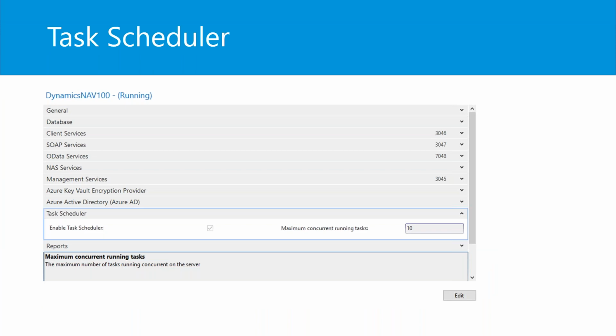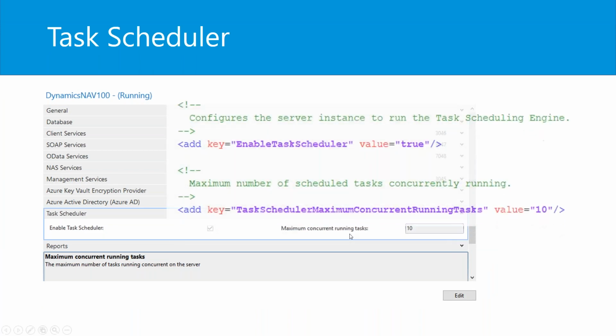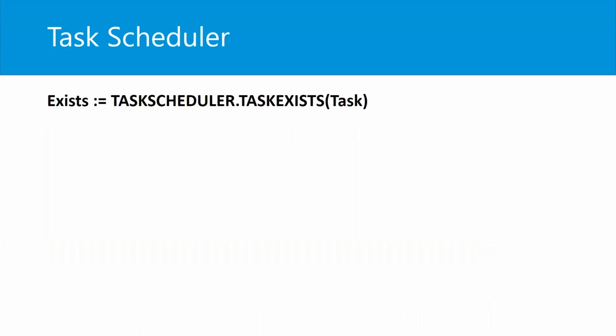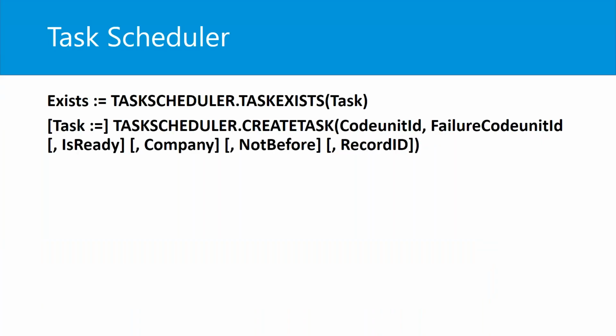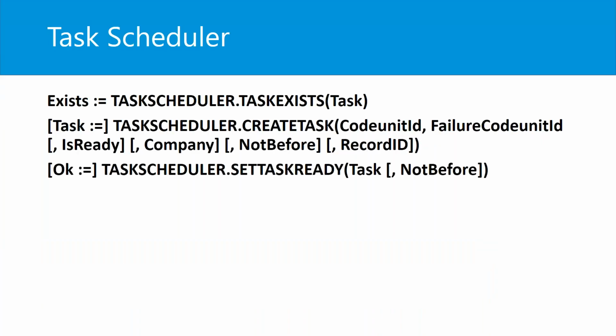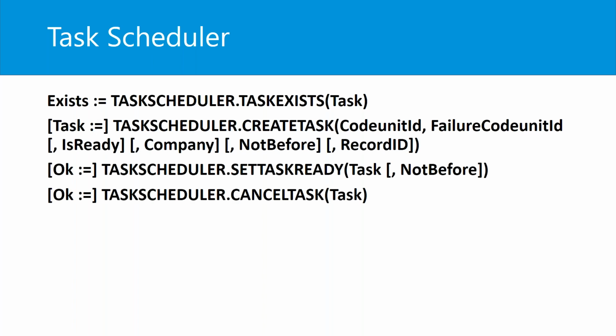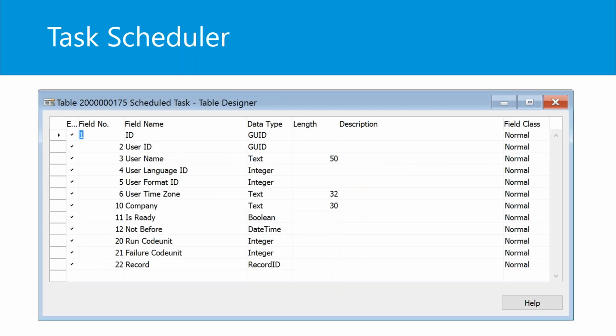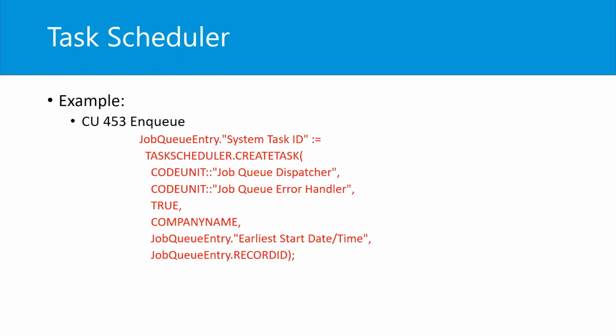If you have a look here in the service tier settings, these are the two settings you can use. This one by default is enabled, and here we have the maximum running tasks, and that's also here. Okay, we have the task exists function, create task function that we can make use of, set task ready, cancel task that we can play with. And in the scheduled task table, you will also find that information. Here you find an example.